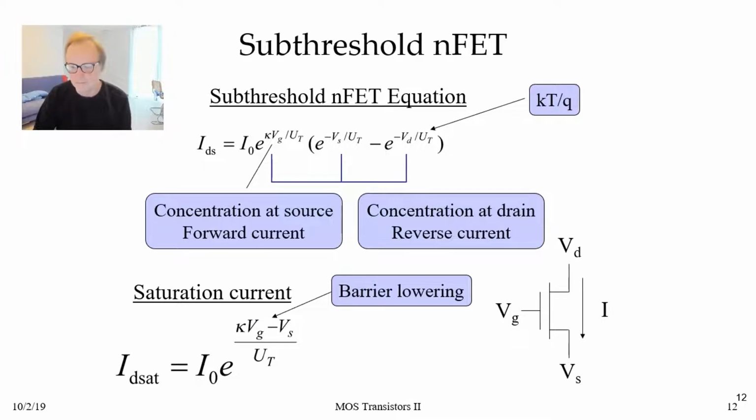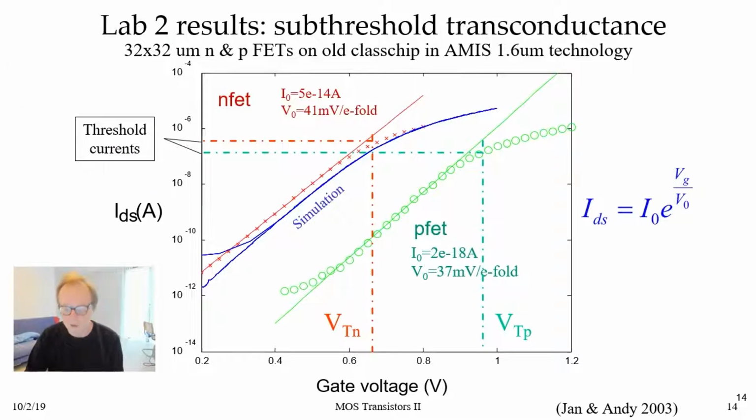So this is the one equation you use over and over again in subthreshold to estimate saturation current. Okay, so what do measurements of a subthreshold FET really look like? Here are some lab 2 results on subthreshold transconductance. It's transconductance because you're measuring IDS, the drain-source current, versus the gate voltage, where the source voltage here is 0.